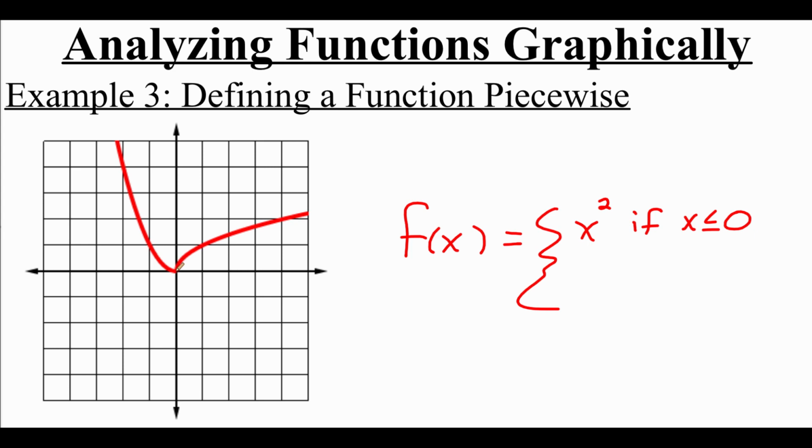Now on the right-hand side, once we hit 0, this starts to look like a square root graph. So that's how I'm going to define my second piece. And this is for x values on the right-hand side, so that's going to be for x values that are greater than 0.